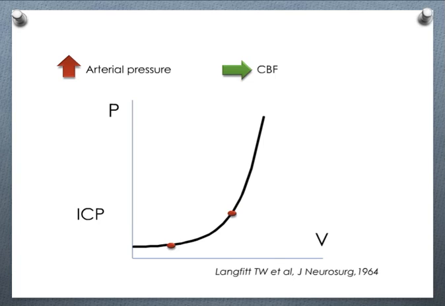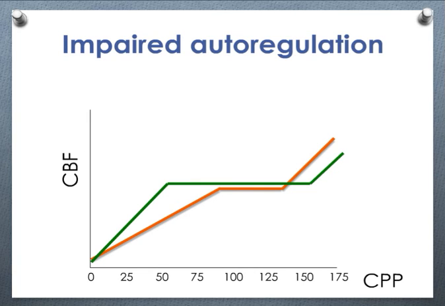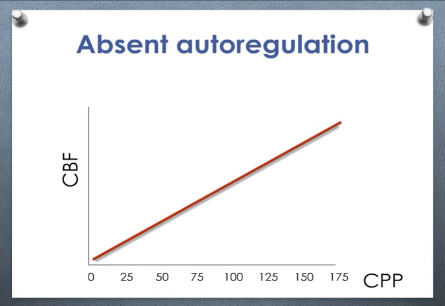But the problem we have is in our patient, the autoregulation could be impaired, so that means it is switched to the right or completely lost, as in this slide. So the flow could become pressure passive. Is this situation common in neurocritical care patients?